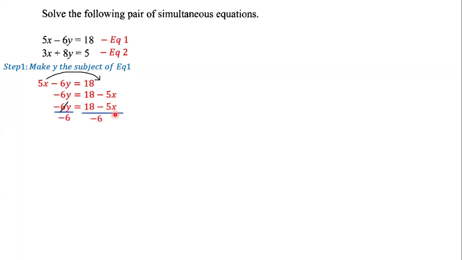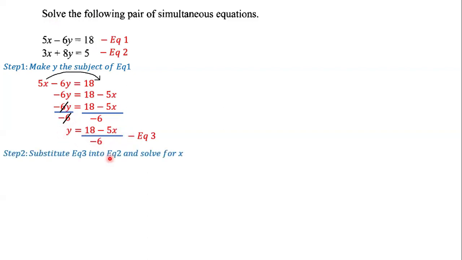And so this cancels with this. So we have that y is equal to 18 minus 5x all over negative 6. And that's what y is. Next, we're going to label this as equation 3. So y is equal to 18 minus 5x all over negative 6, and that's equation 3 right there.